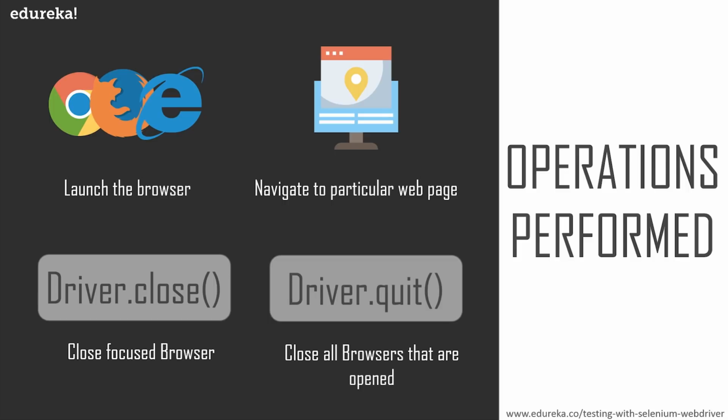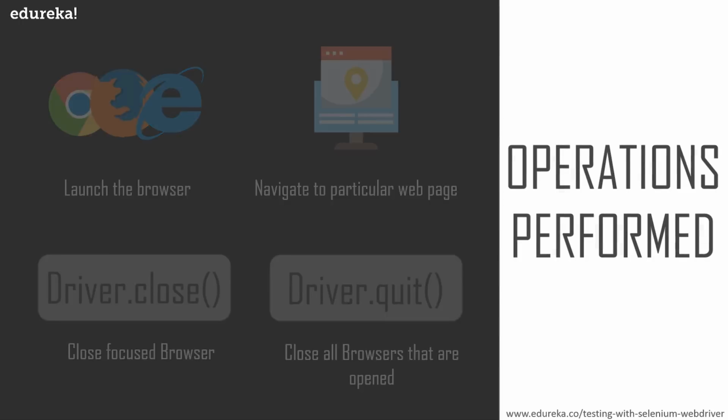And you can also perform actions like navigating from one web page to another, navigating back to the previous web page, navigating forward to another web page, refreshing the browser, and maximizing the browser screen. So this is about the operations that can be performed on the browser. Now let's take a look at the operations that can be performed on the web page.